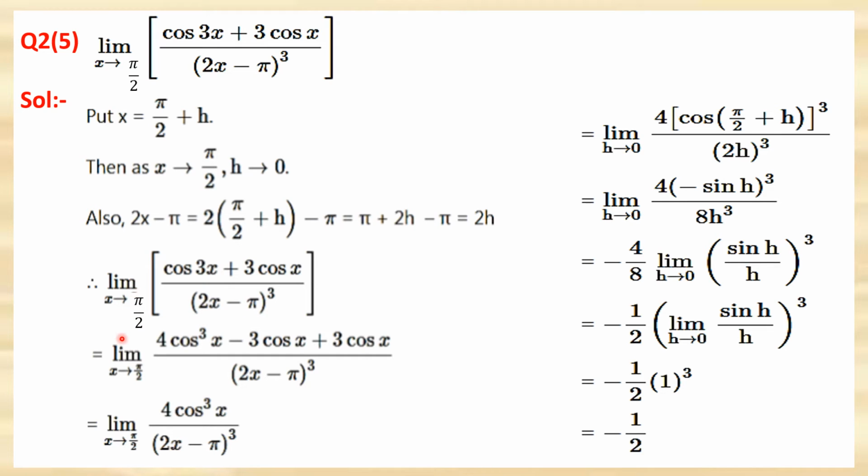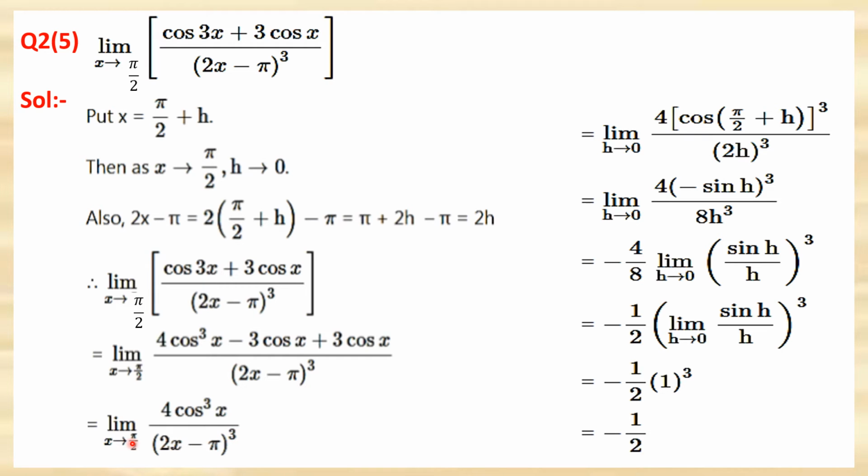Then limit x tends to pi upon 2, this cos 3x is 4 cos cube x minus 3 cos x. This formula you have to learn. Cos 3x is 4 cos cube x minus 3 cos x, plus 3 cos x upon (2x minus pi) the whole cube. Here minus 3 cos x and plus 3 cos x cancelled. That is 4 into cos cube x upon (2x minus pi) the whole cube.